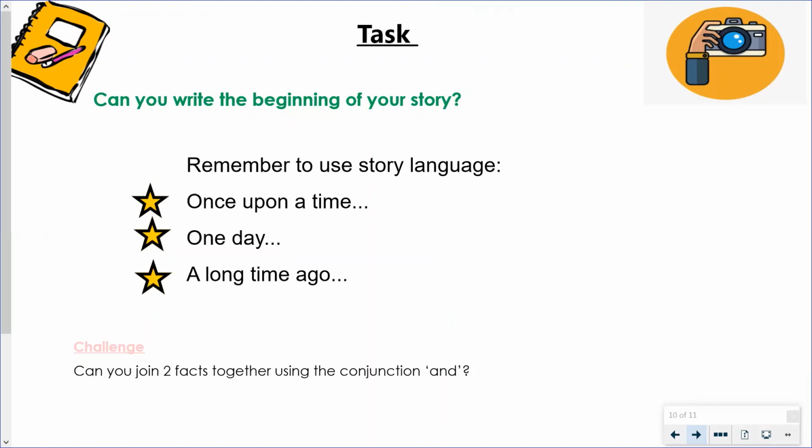Make sure you take a picture and send your learning to your class teacher. Your challenge is to join two facts together using the conjunction and. I'm looking forward to see all your fantastic stories.